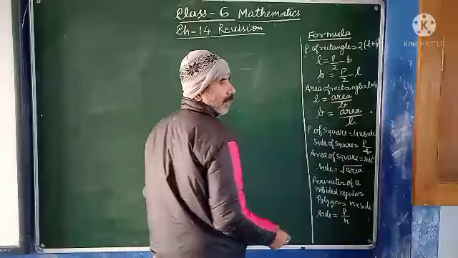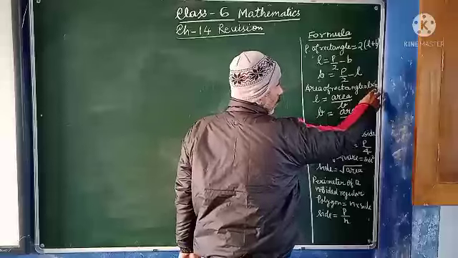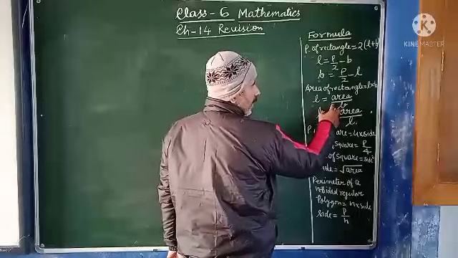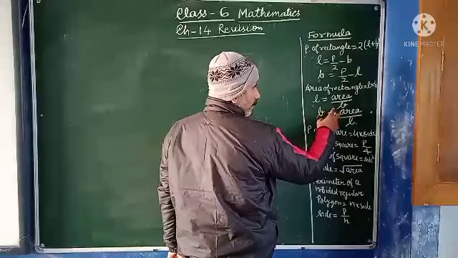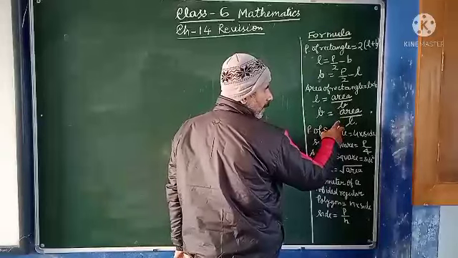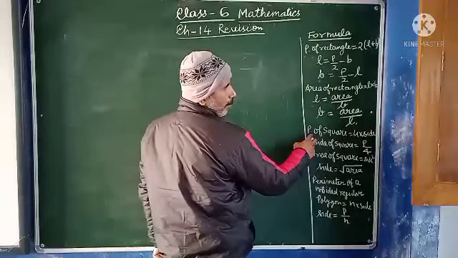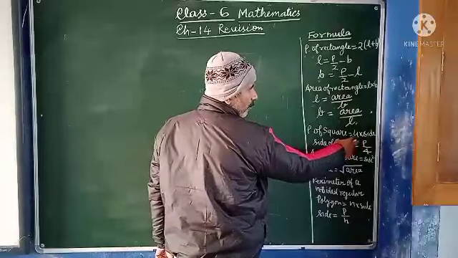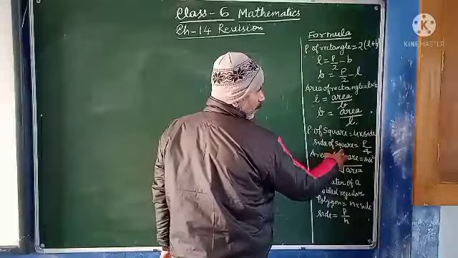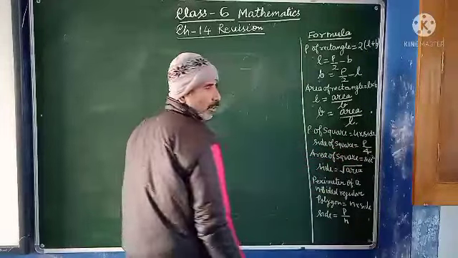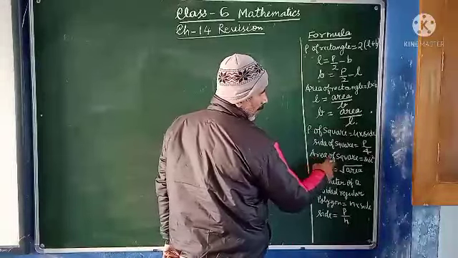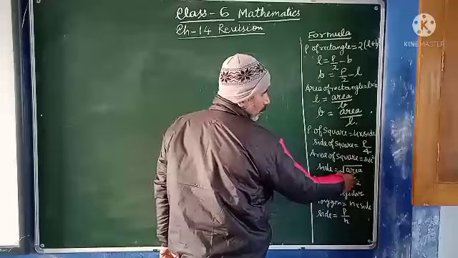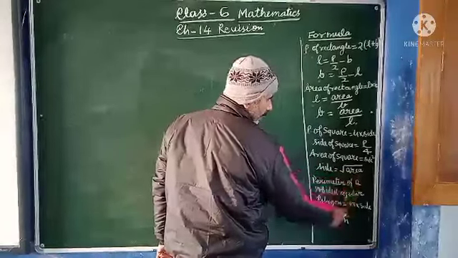Now area of rectangle. Area of rectangle is L into B. So when you want to find the length, length is equal to area divided by breadth, and breadth is equal to area divided by length. Now perimeter of square is equal to 4 into side. So when you want to find the side of the square, it is perimeter divided by 4. The same way, area of square is equal to side square. When you want to find the side, you will find the square root of area.